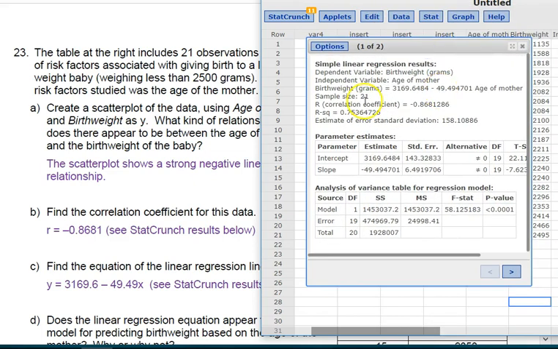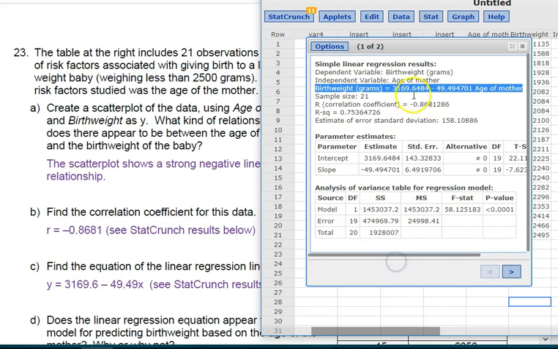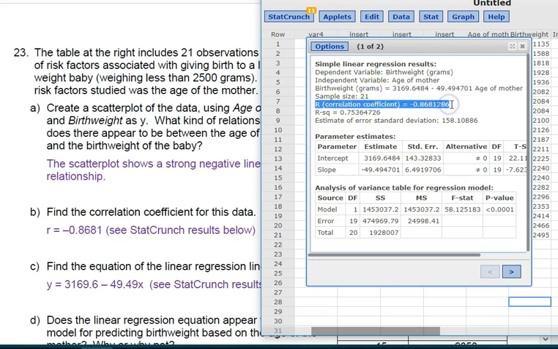Here are my results. So up here, this is my linear regression equation. Notice it doesn't use y and x, it uses the names of the variables that I had. Here's my sample size. Here's my R value, my correlation coefficient.